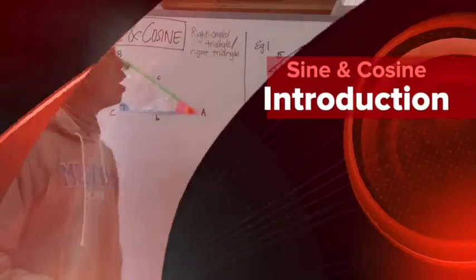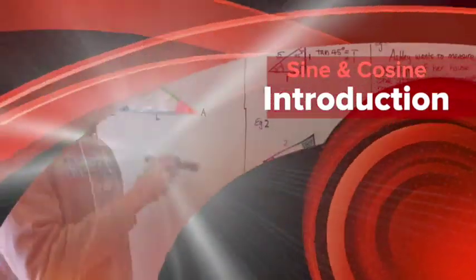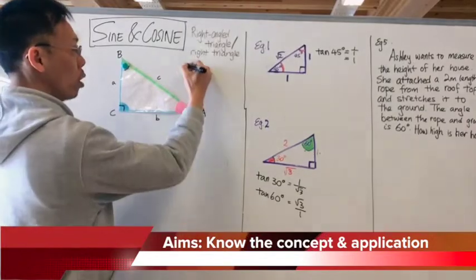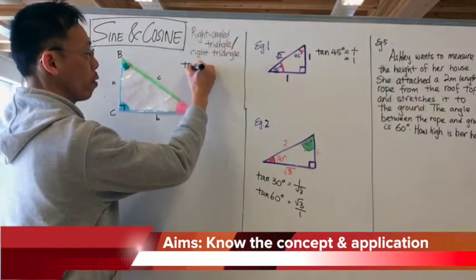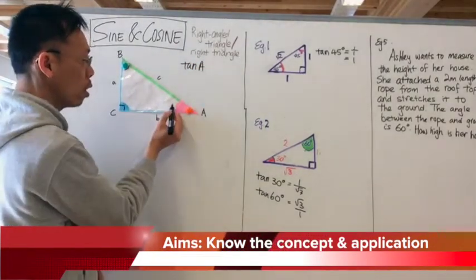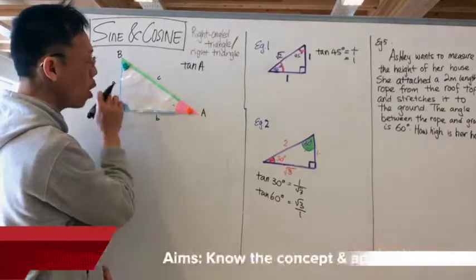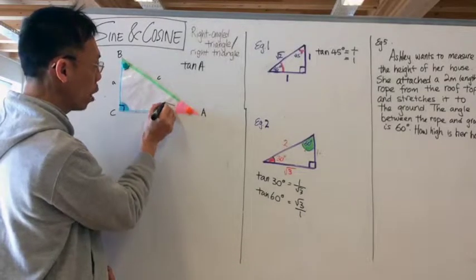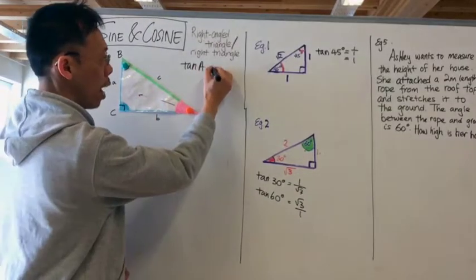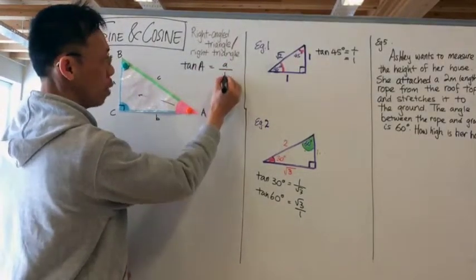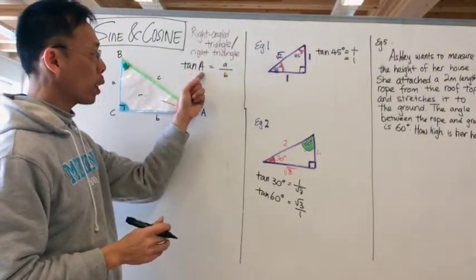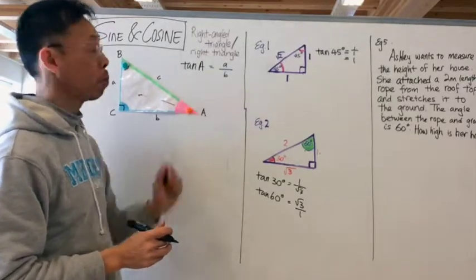Hello, welcome back. In the previous lessons, we defined tangent. Remember how tangent is being defined? In a right angle triangle, for example, such as this, the tangent, for example, tangent A, is defined as the opposite, or the height of this triangle with respect to A, divided by B. So this particular ratio linked to this particular angle A is called tangent A.